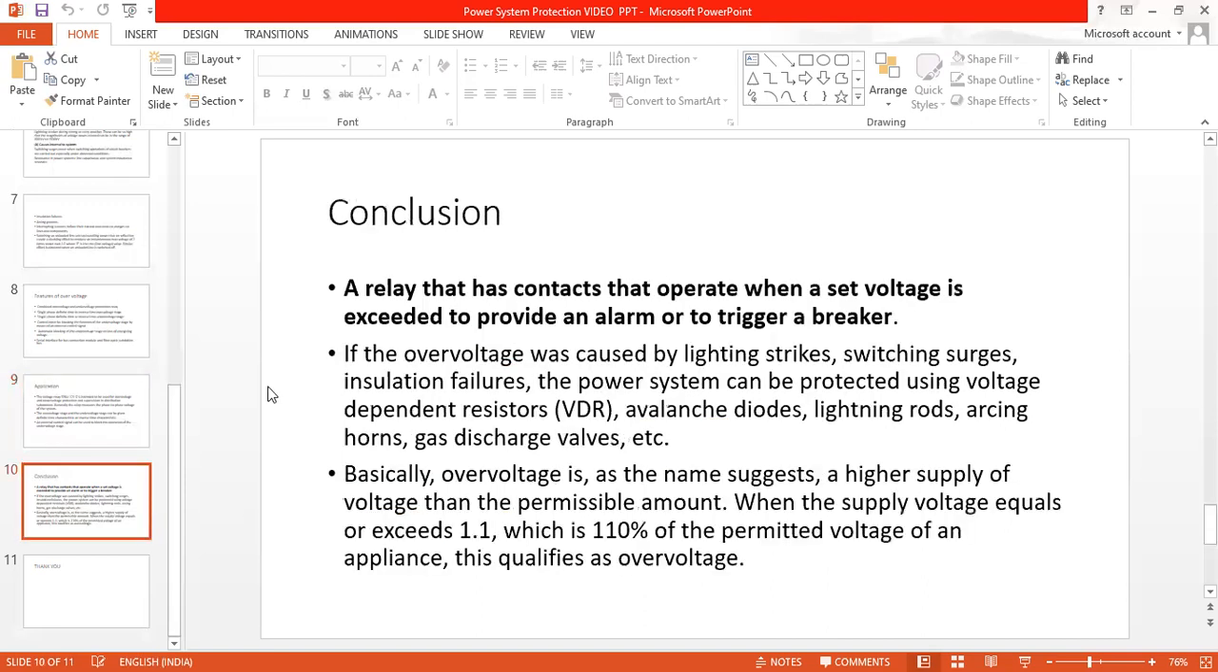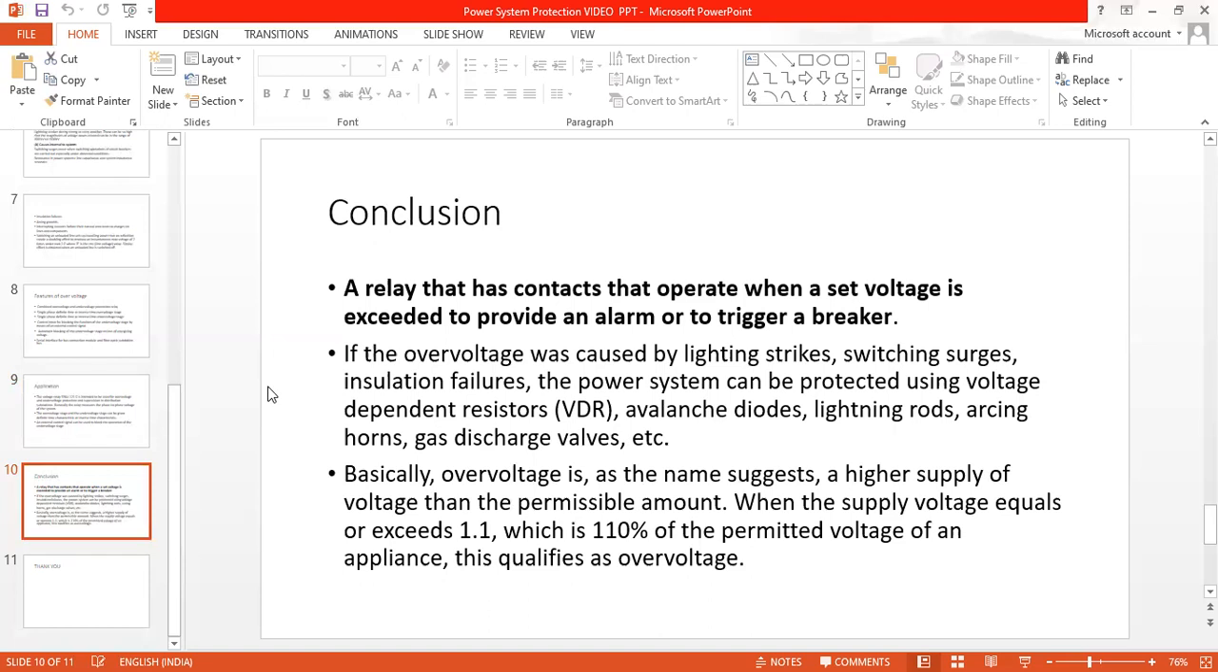At last, the conclusion states that a relay operates when a set voltage is exceeded, to provide an alarm or to trigger a breaker. If the overvoltage was caused by lightning strikes, switching surges, or insulation failures, the power system can be protected using voltage dependent resistors, also known as VDR, or else avalanche diodes, lightning rods, icing horns, gas discharge valves, etc.